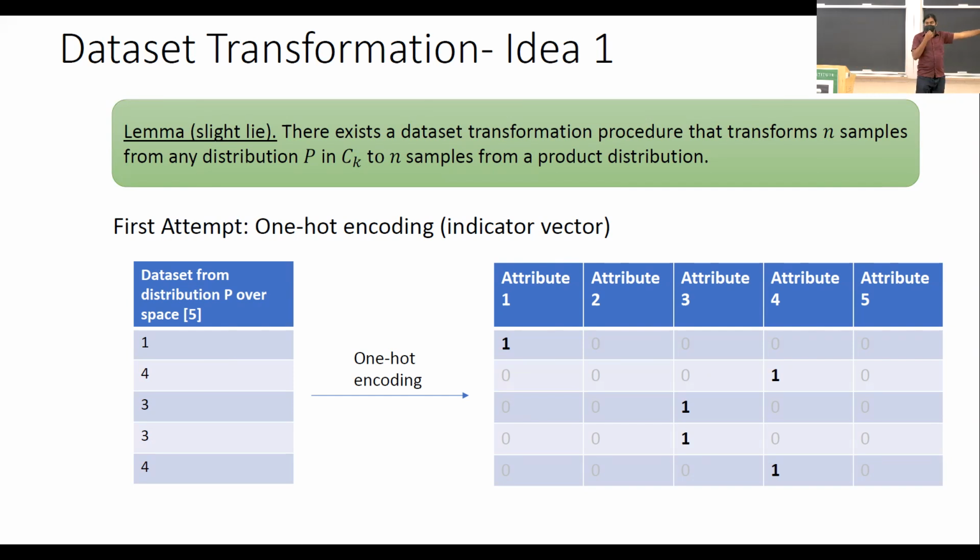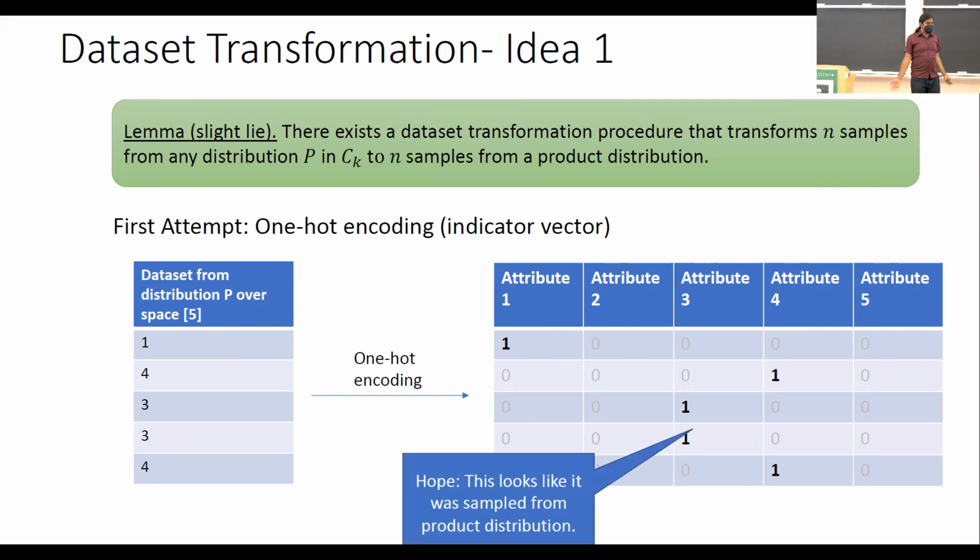So syntactically, it looks closer to a product distribution. So we were just like, we hope this is sampled from a product distribution. But spoiler alert, it's not. Because every data point has exactly a single 1, right? Which means for a data entry, if you know that an attribute has a 1, you know that every other attribute is a 0. So there is a correlation between the attributes. So it's not a product distribution. And so this hope is dashed.